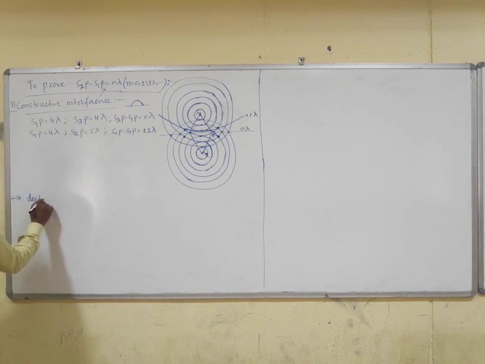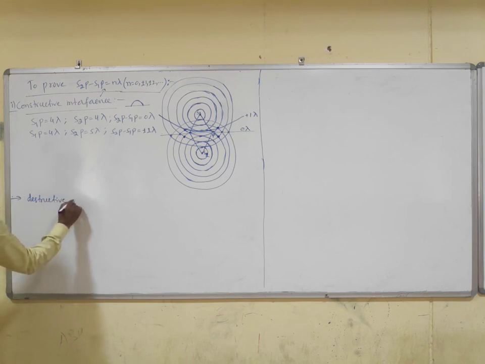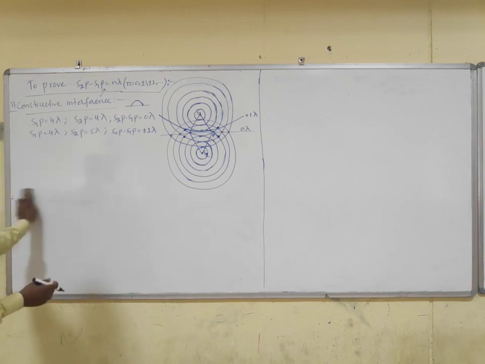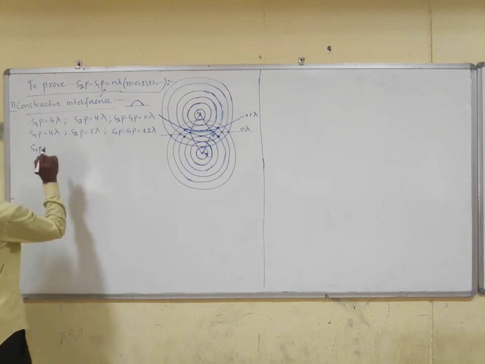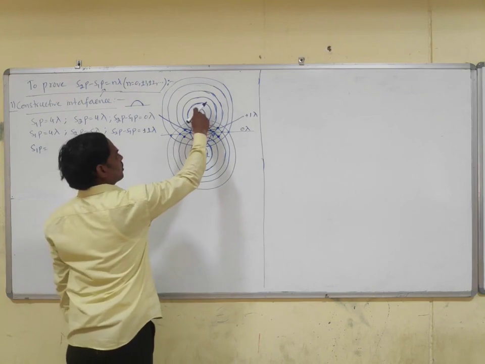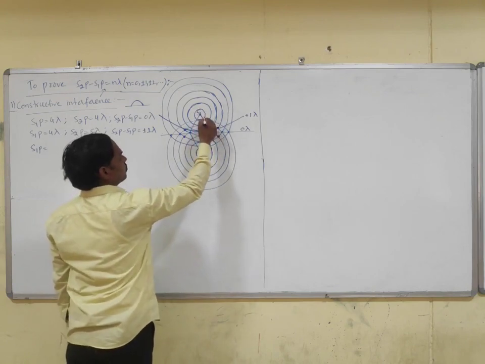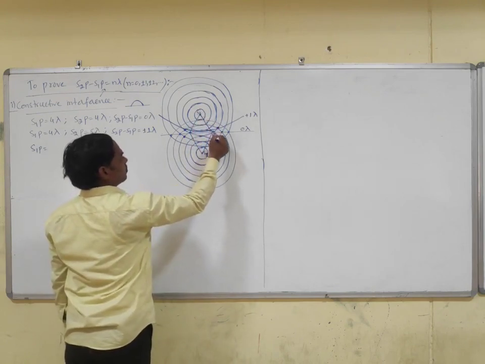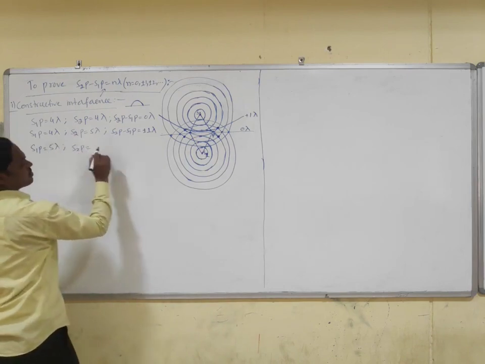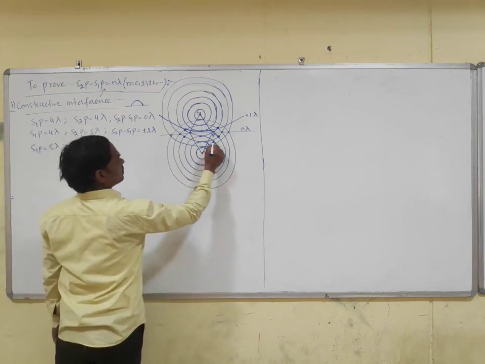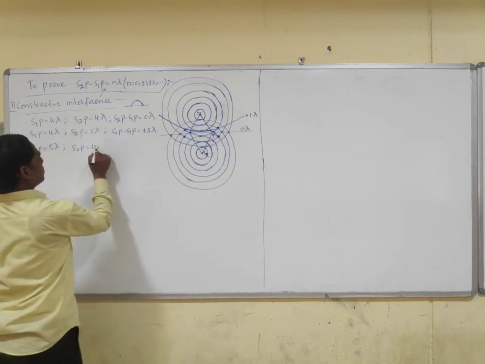Destructive interference. Oh, not destructive. So S1P is equal to how much? S1P, okay, 1, 2, 3, 4, 5. 5 lambda. S2P is equal to how much? 1, 2, 3, 4. 4 lambda.